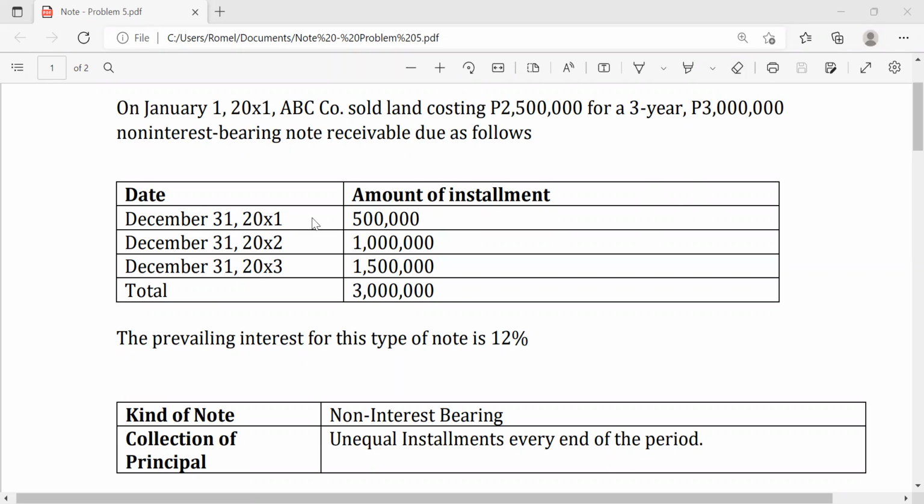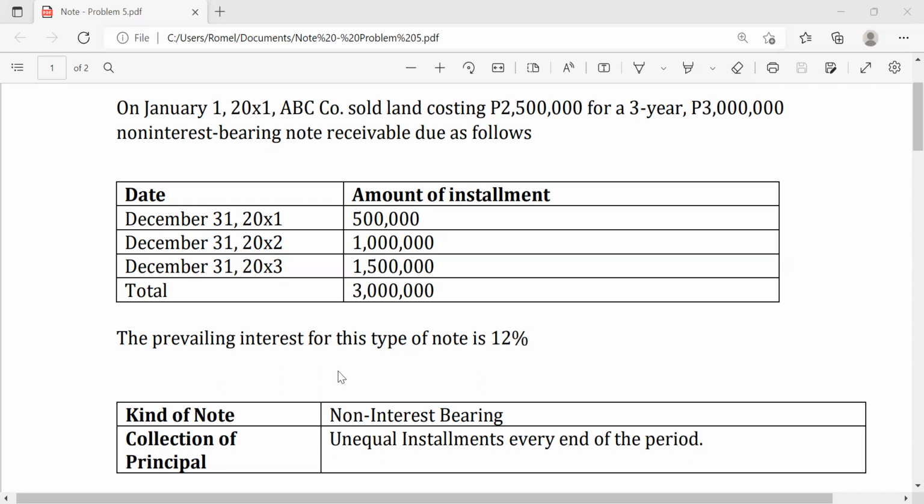For December 31, 20X1, there's a due date for 500,000 pesos. For December 31, 20X2, the amount of installment that will be due is 1 million pesos. And finally, on December 31, 20X3, the amount of installment that will be due is 1,500,000 pesos, which is a total of 3 million pesos. The prevailing interest for this type of note is 12%.